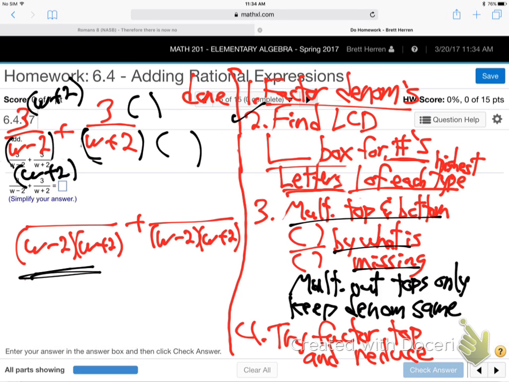So what does that do? 3W plus 6. Everybody see that? I multiplied the top. That makes sense. I'm not multiplying the bottom, am I? Does everybody see that? I'm multiplying the top, and I'm not the bottom. Why not? Because I'm done with the bottom. I've got a common denominator. I'm not going to touch that anymore. I am done with the denominator. That's making sense.